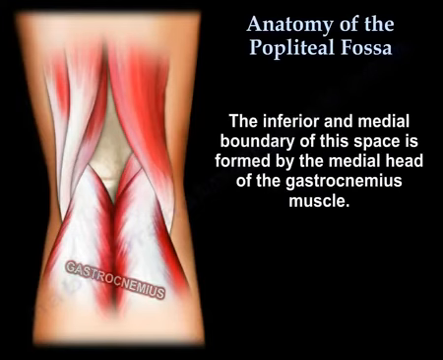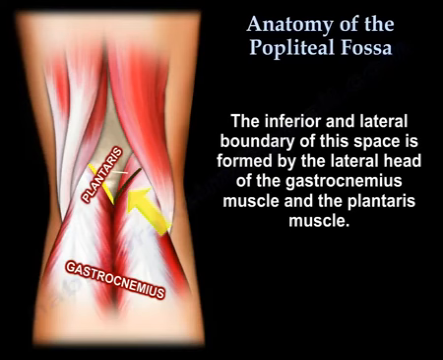The inferior and medial boundary of the space is made by the medial head of the gastrocnemius. The inferior and lateral boundary of the space is made by the lateral head of the gastrocnemius and the plantaris.